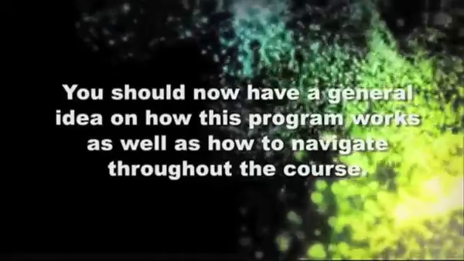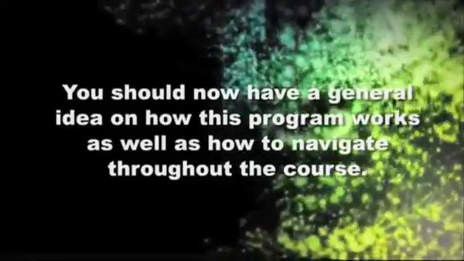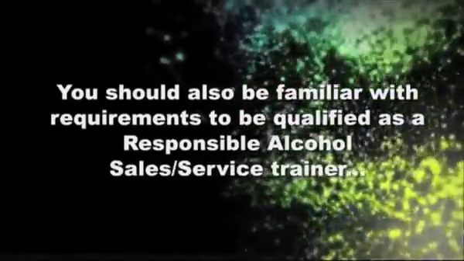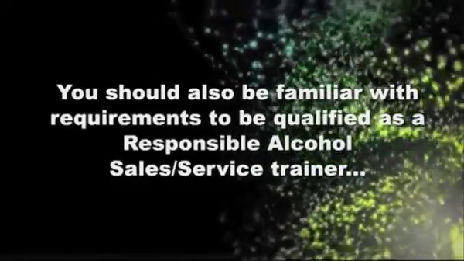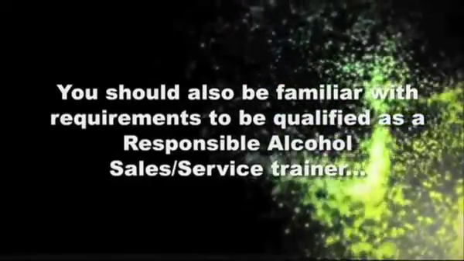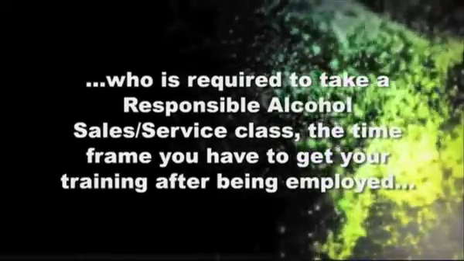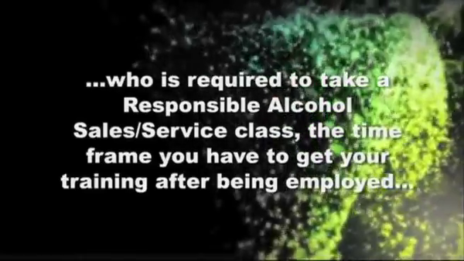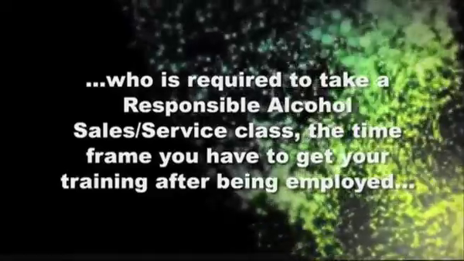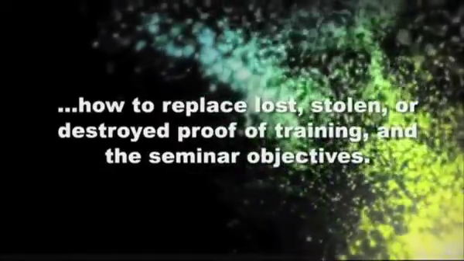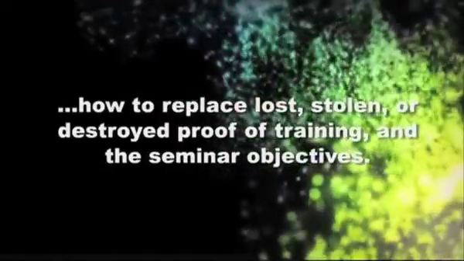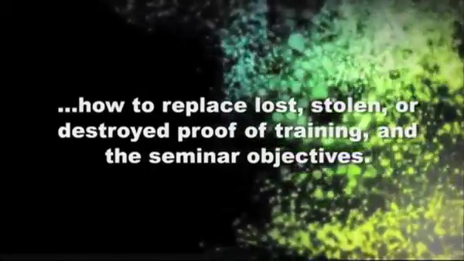This concludes Module 1. Let's do a little recap. You should now have a general idea on how this program works, as well as how to navigate throughout the course. You should also be familiar with requirements to be qualified as a responsible alcohol sales service trainer. Who is required to take a responsible alcohol sales service class? The time frame you have to get your training after being employed, how to replace a lost, stolen, or destroyed proof of training, and the seminar objectives. You may now take the Module 1 quiz.